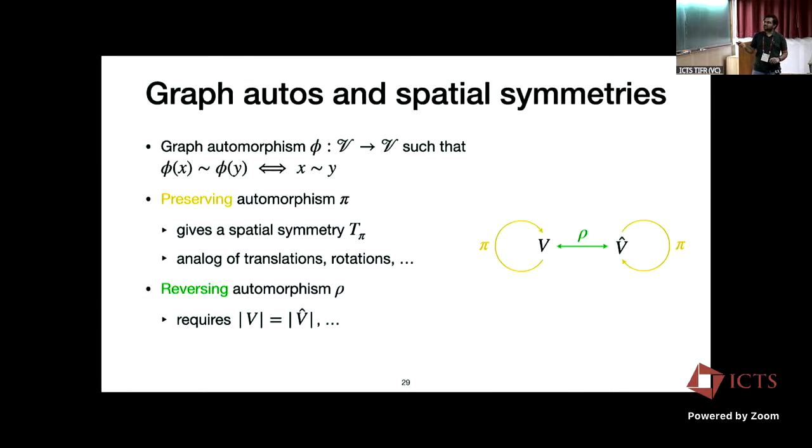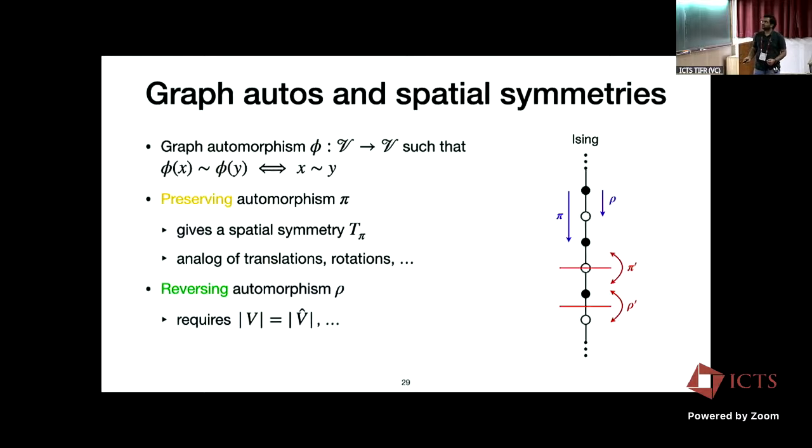And it's these preserving automorphisms that give rise to spatial symmetries. And as I'll show later, the reversing ones give rise to non-invertible symmetry. Just to give an example, in the case of the Ising model, you have this kind of preserving automorphism that maps a black vertex to the next black vertex. That's like a one unit translation. So this is the translation symmetry. And there is a half translation that maps a black vertex to the neighboring white vertex. This is a half translation, and this corresponds to the Kramers-Wannier duality operator, as I'll show.